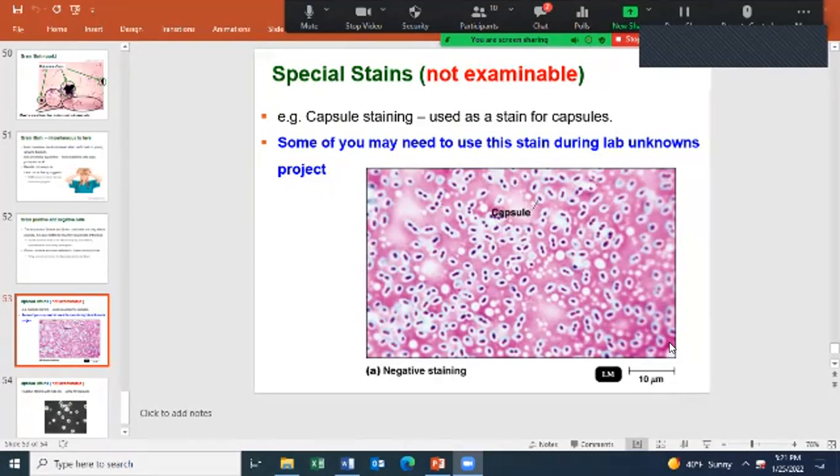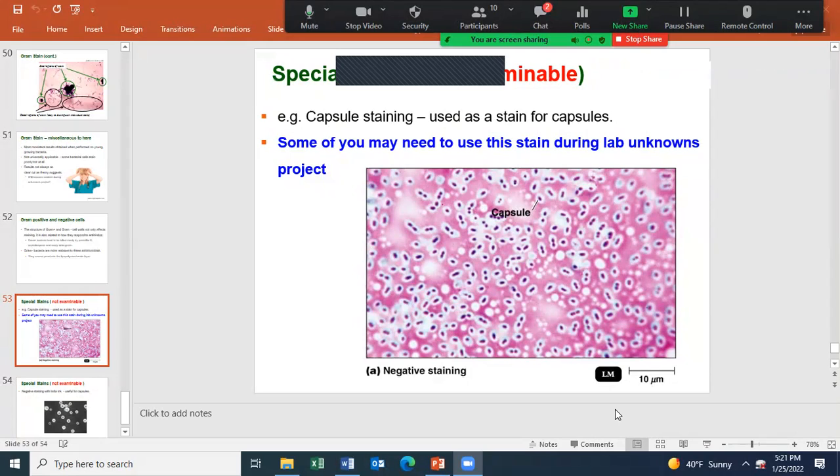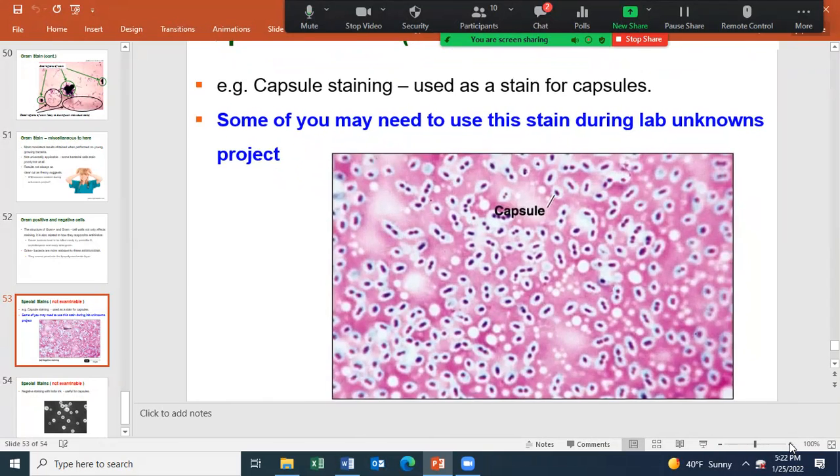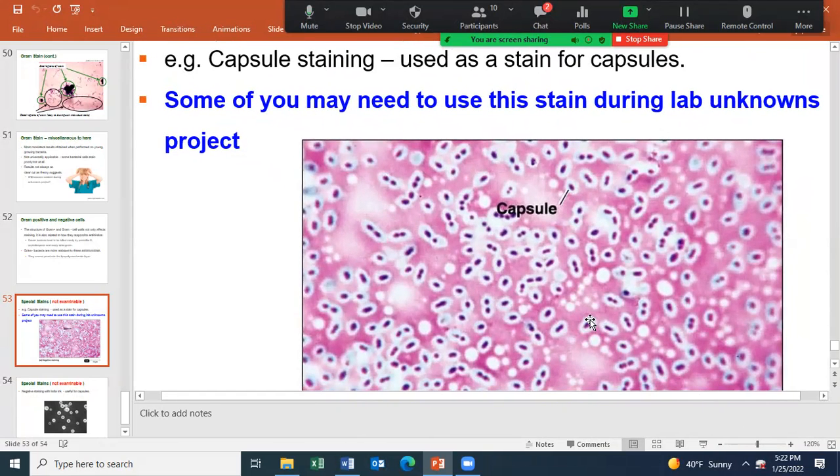All right, I want to briefly talk about special stains, mainly the capsule stain. It's used to stain the cells to look for capsules. When you stain with the capsule stain, it stains the background of the slide and it stains the cells, but then the capsules are not stained. Let me blow this up a little bit. And so this looks clear or white where the capsule is.